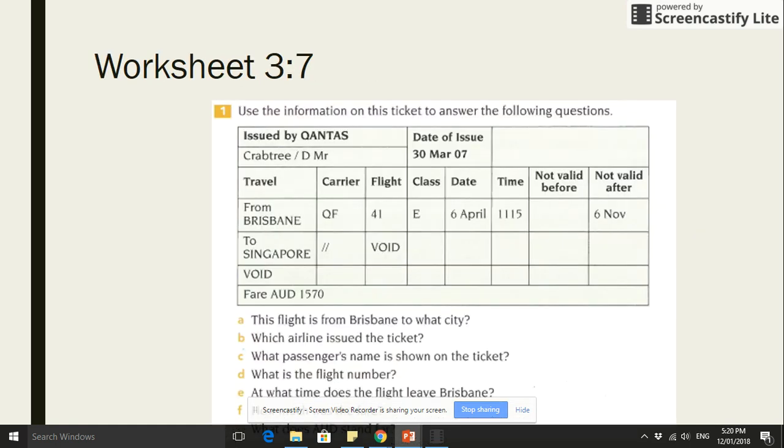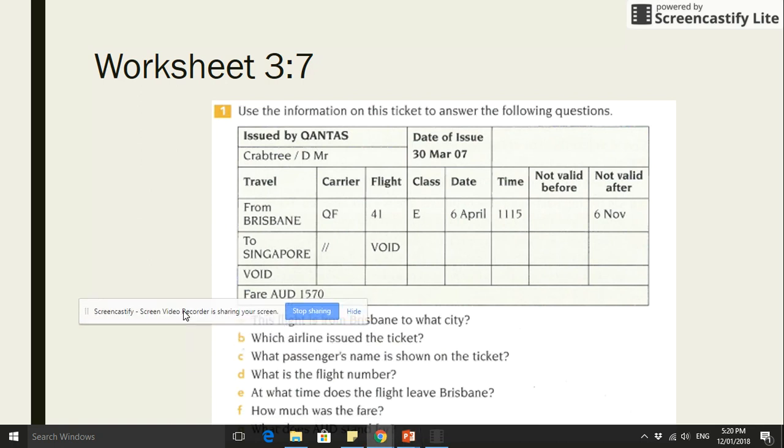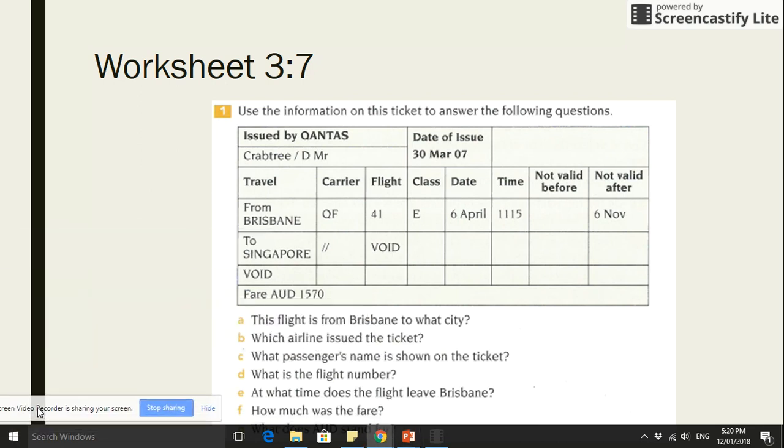All right, so now using that information, let's answer these questions here. Let me just move my little thingy over. All right, use the information on this ticket to answer the following questions. This flight is from Brisbane to what city? Just want to see what I've put on here. Okay. So this flight is from Brisbane to what city? Please make sure you've written worksheet 3.7, underlined it, made it beautiful.